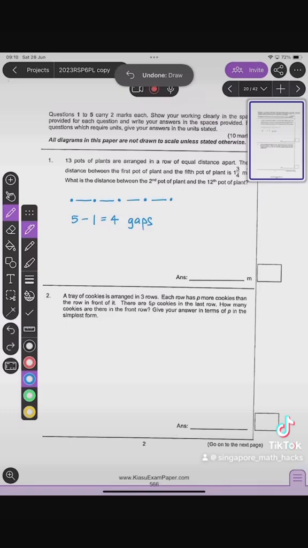Okay, so the number is small, you can draw a picture, but later on when they ask you to find the distance between the third pot and the 100th pot, you cannot draw 100 points, right? So we would need to use a method. So these 4 gaps have a distance of 1 3/4 meters, which is given in the question.